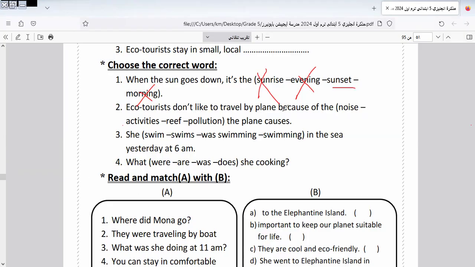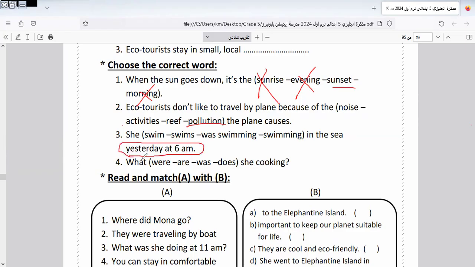The ecotourists don't like to travel by plane because of what? Because the plane causes pollution. So she swam in the sea yesterday at 6 o'clock.